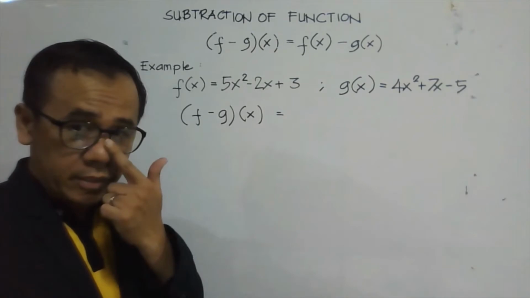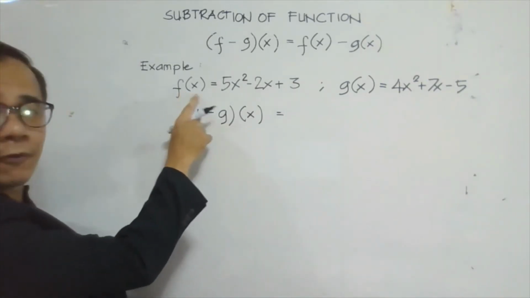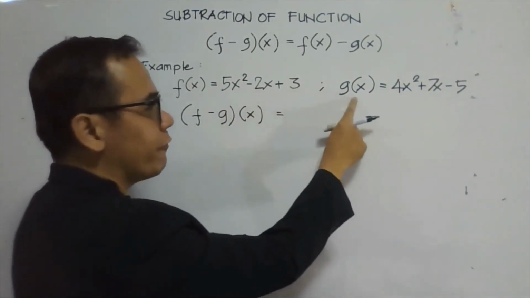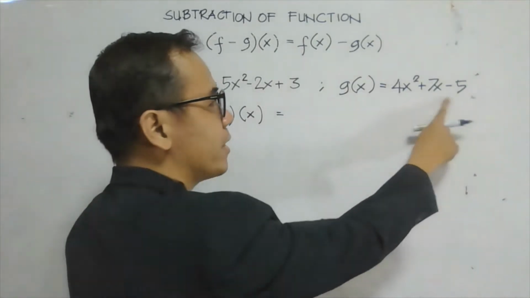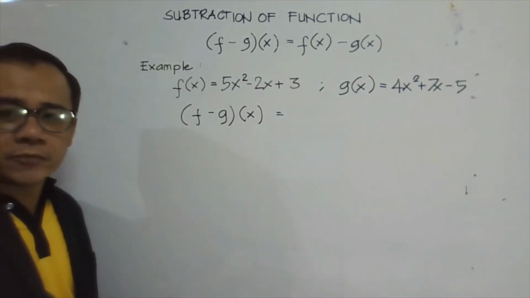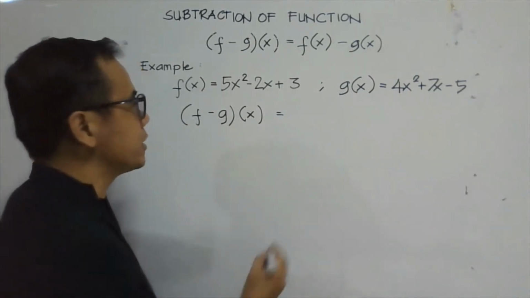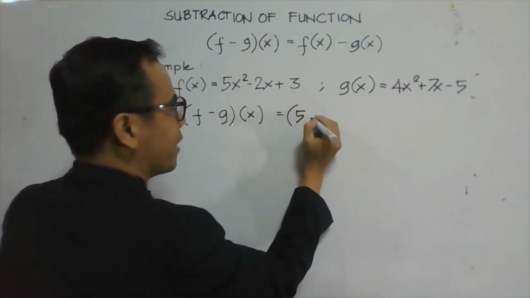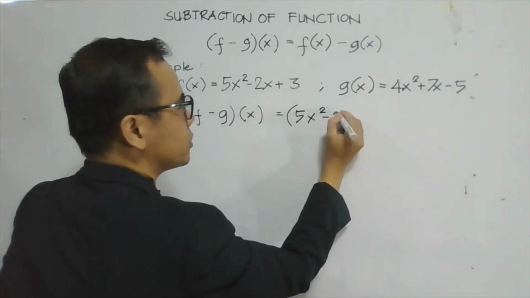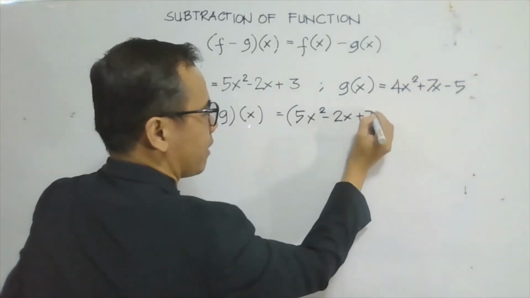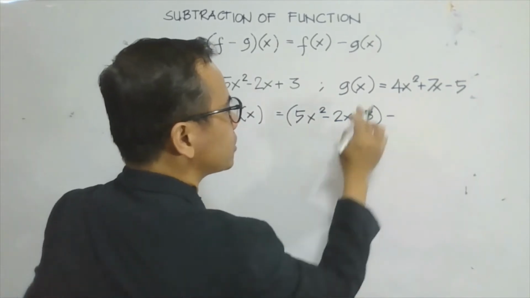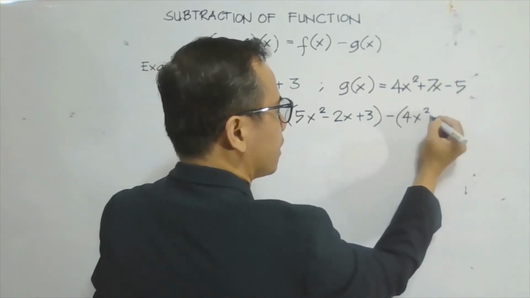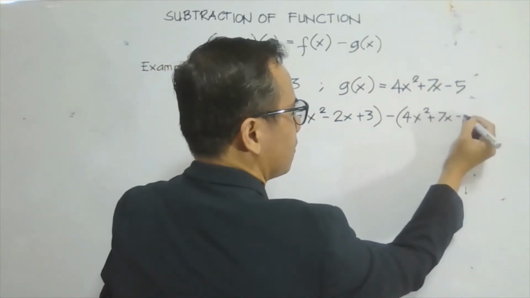We have here another example. Our f of x is equal to 5x squared minus 2x plus 3, and our g of x is equal to 4x squared plus 7x minus 5, and we are asked to find the difference of the two functions. So this is how we're going to do it. We have our f of x is equal to 5x squared minus 2x plus 3, and minus our g of x is equal to 4x squared plus 7x minus 5.